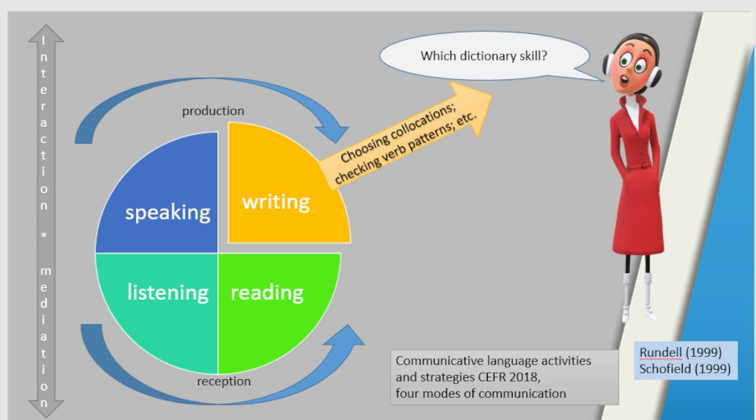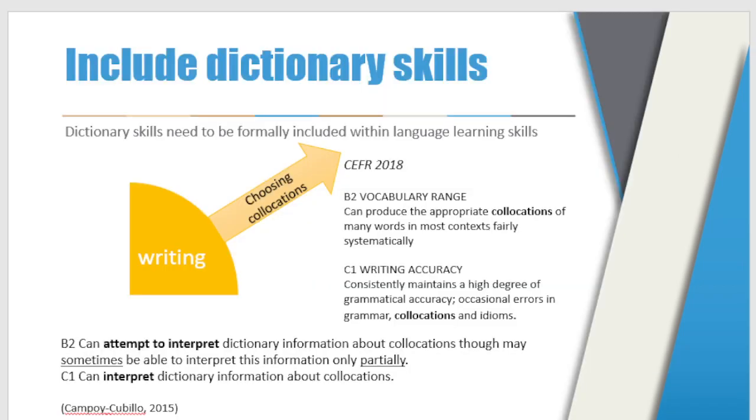If we think about the main four skills when learning a language: speaking, writing, reading, listening, we can focus on a specific skill, be it for developing productive or receptive activities. We could choose, for example, the writing skill, and we could focus on checking verb patterns or choosing specific collocations for a word. If we select writing skills and we focus on choosing the right collocation, how do we include dictionary skills within this idea?